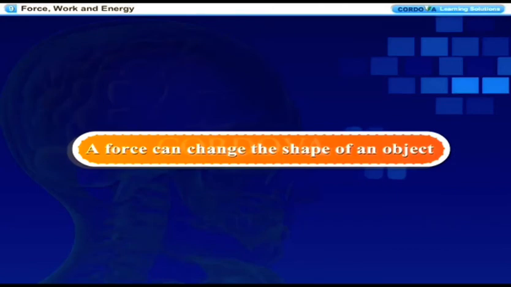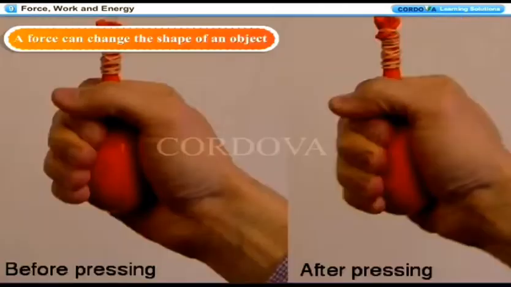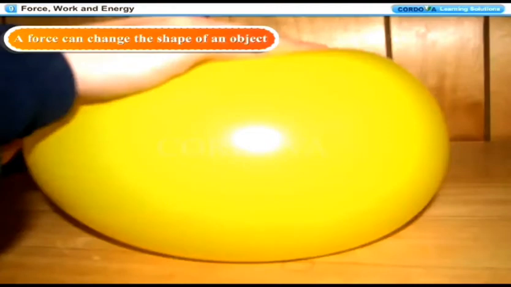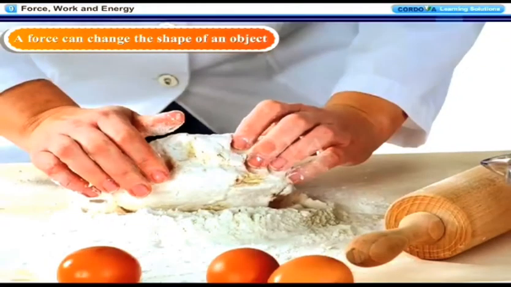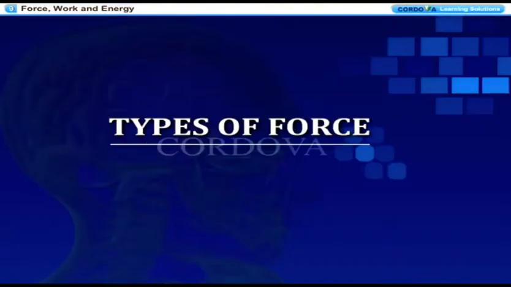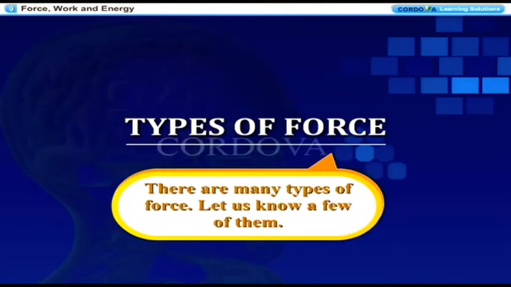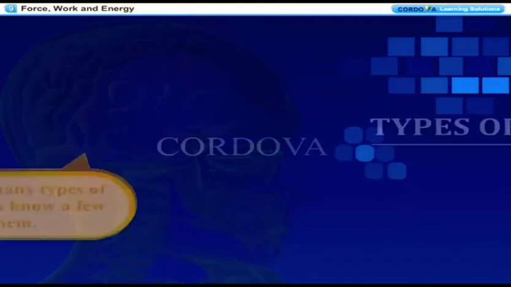A force can change the shape of an object. For example, when we press a balloon full of air, it changes its shape. When we make bread, the force of our hands changes the shape of dough. Types of force. There are many types of force. Let us know a few of them.